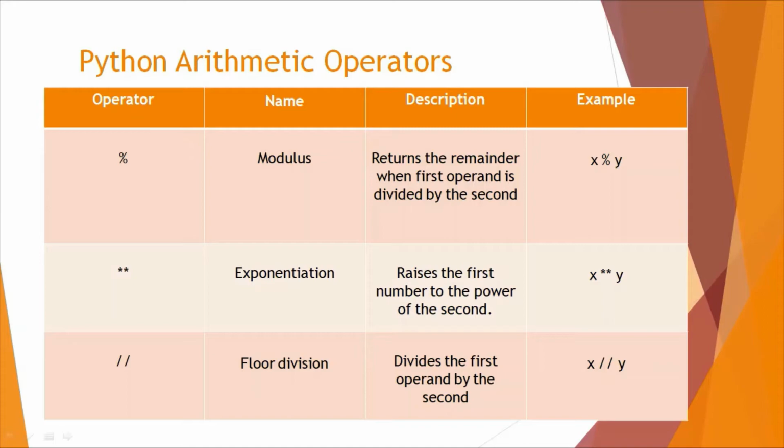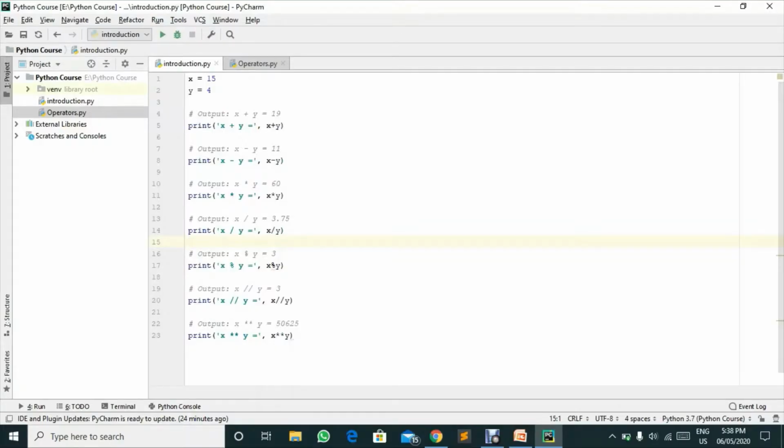So let's have a look at all of them in our PyCharm. Here I have written all the possible types of Python arithmetic operators. Here I have declared x is equal to 15 and y is equal to 4. So x plus y will be equal to 19, x minus y will be equal to 11, x multiplied by y, that is 15 into 4, will be equal to 60, 15 divided by 4 will be equal to 3.75, 15 mod 4 is equal to 3.